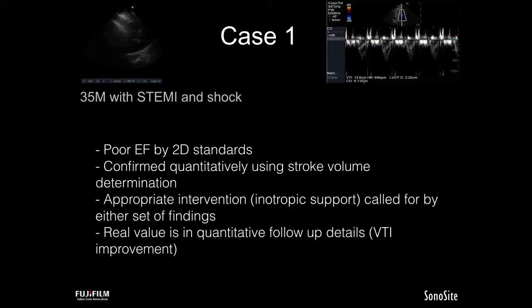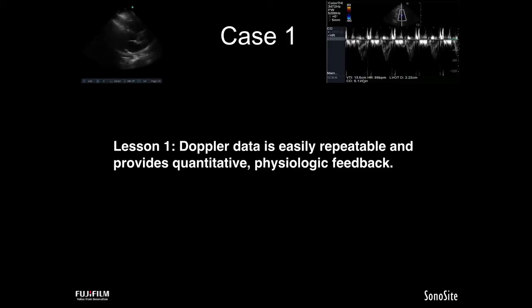So this case really highlights that we have confirmed depressed stroke volume by 2D standards, as well as using the Doppler approach. The appropriate intervention of inotrope initiation was probably called for by either approach, eyeball or Doppler. And the real value, though, we saw was achieving that baseline Doppler so we could follow our intervention. And so the Doppler data is easily repeatable and gives you that quantitative, really rewarding physiologic feedback for these complex, high mortality cases. So that's what I would try to ram home from this case.